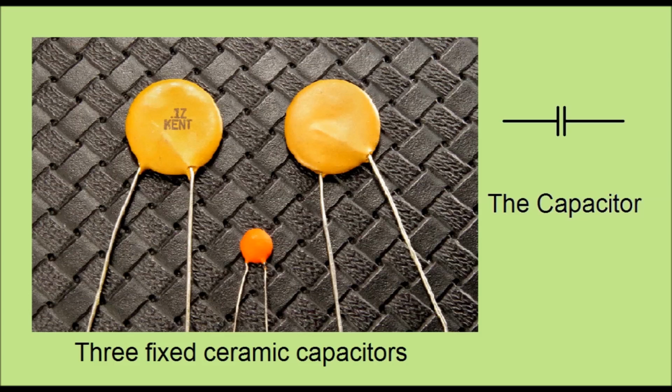This is a photo of 3 ceramic fixed capacitors which are able to store very small electrostatic charges. The capacitor can perform various functions in both electric and electronic circuits. This particular type is non-polarized, which means either of the 2 connecting wires can be the positive or negative lead. The symbol for the capacitor is representative of its physical construction, 2 parallel plates with a small space in between.